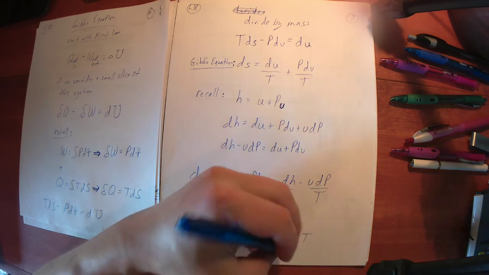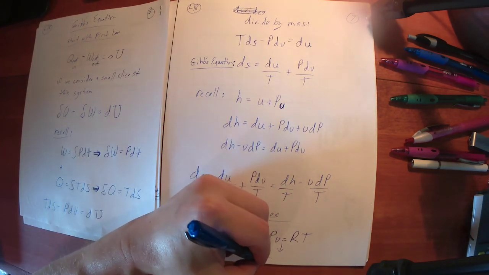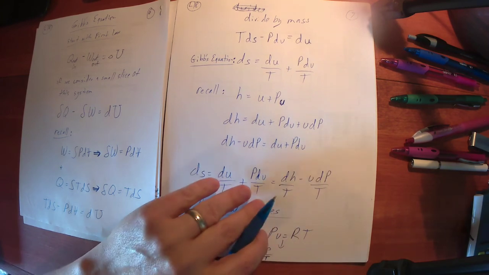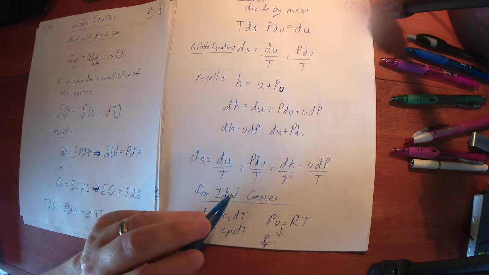So off of this, we can say that P over T is equal to R over V, right?